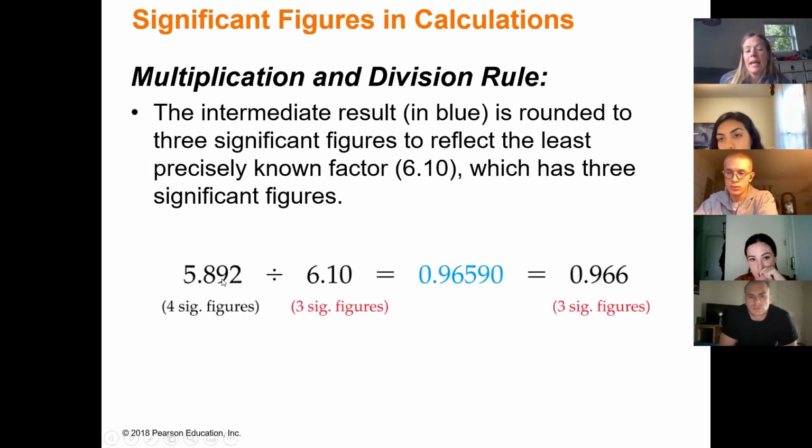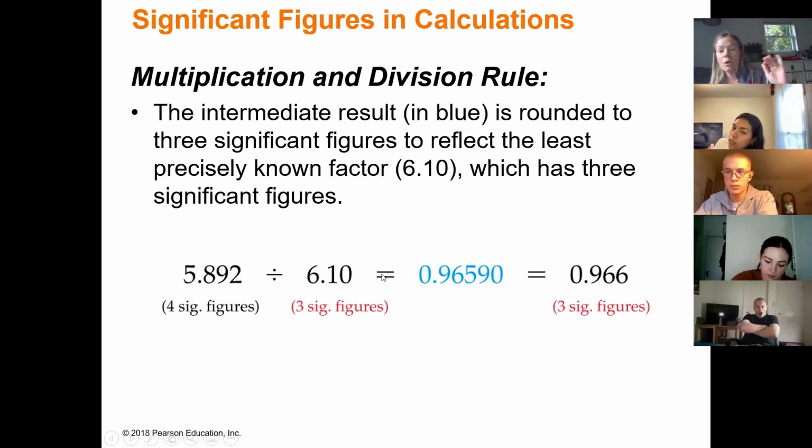So I've got 5.892 divided by 6.10. We plug this into our calculator and get a big long decimal. How many significant figures can I use? I can only use 3 significant figures. I don't get to use the full 4. This is the less precise piece. So we go with 0.966, because the 9 here tells the 5 to round up. So for multiplication and division, go with the least number of significant figures.